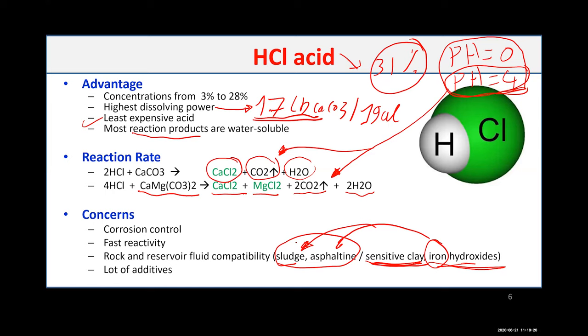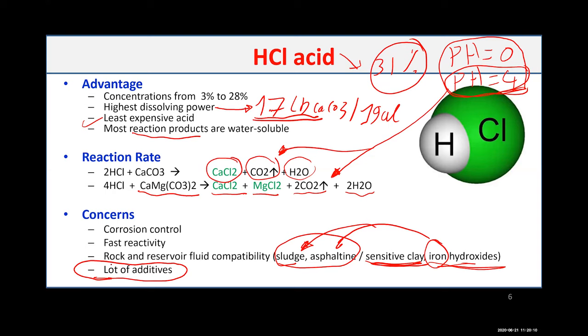So in this case, we also need additional additives like iron control agent to overcome any concerns from the compatibility issue. And as you can see, with an HCl system, usually we pump it with a lot of additives. The acid itself is cheap. However, the additives that you are adding are not cheap. So depending on the situation, if you have a lot of clay, a lot of asphaltene, a lot of things, including all the additives, the price of the treatment will go up just because of the HCl part.